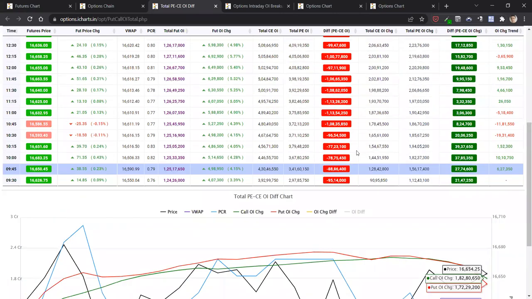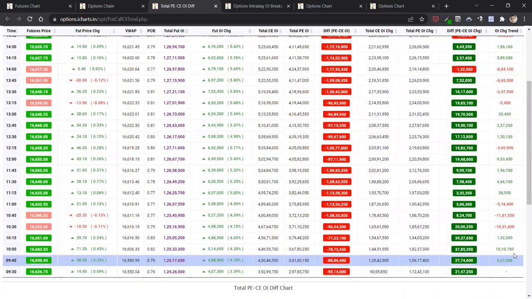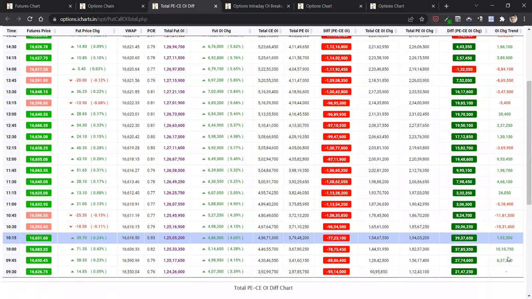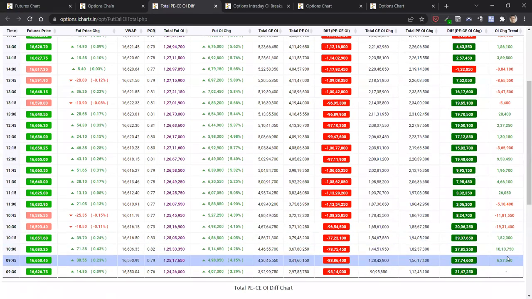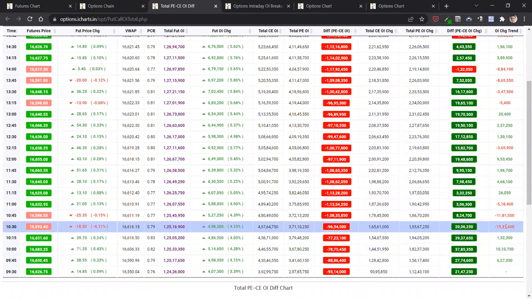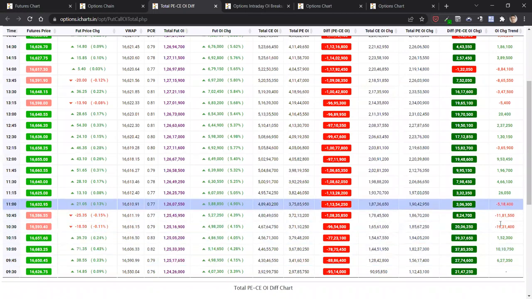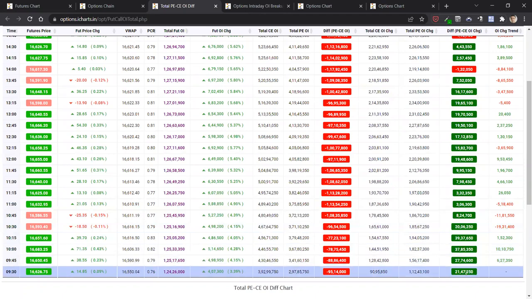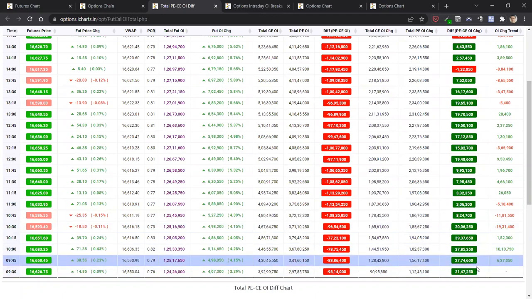Yes, you told me that the green OI changes on the right side are all a positive trend, right? As per your data. Yes, correct. And the red color is a negative trend, right? Yes, basically this is the difference. So from 9:30 to 9:45, it was positive. That is what this indicates. Correct.